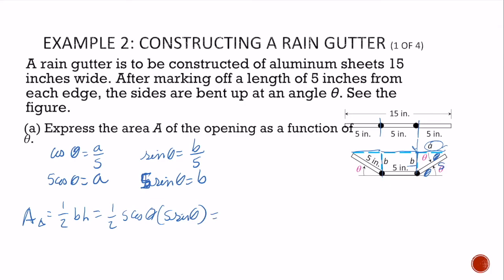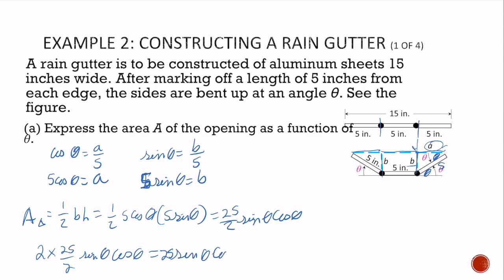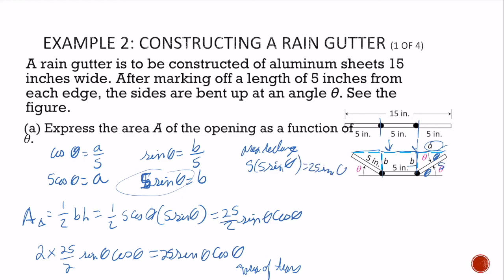That gives me 25 over 2 sine theta cosine theta. But I don't just have one triangle, I have two, so I have to multiply that by 2. That gives me 25 sine theta cosine theta as the area of the triangles. And the area of the rectangle is just B times 5. B is 5 sine theta, times 5, so the area of my rectangle is 25 sine of theta. So the area of my gutter, depending on theta, would be 25 sine theta plus 25 sine theta cosine theta.